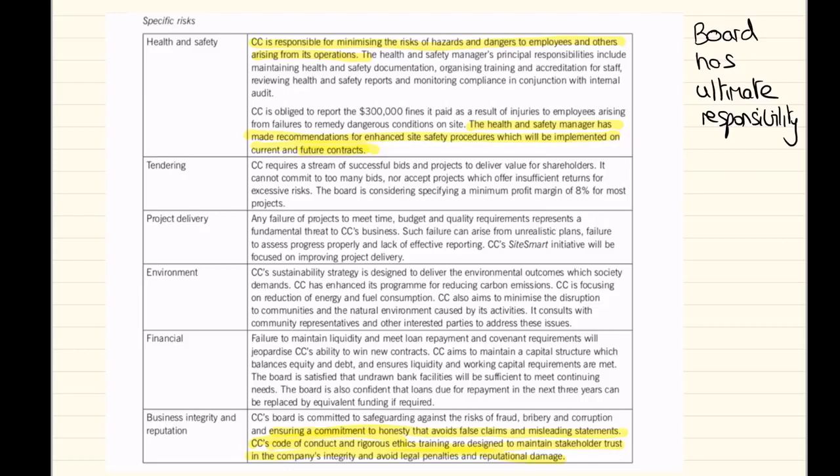And then down at the bottom it talks about they're going to be making a commitment to honesty, avoiding false claims and misleading statements, and code of conduct and rigorous ethics training are designed to maintain stakeholder trust in the company's integrity and avoid legal penalties and reputational damage. So, that kind of is something focusing what is then said in the meeting. So let's look at the meeting.